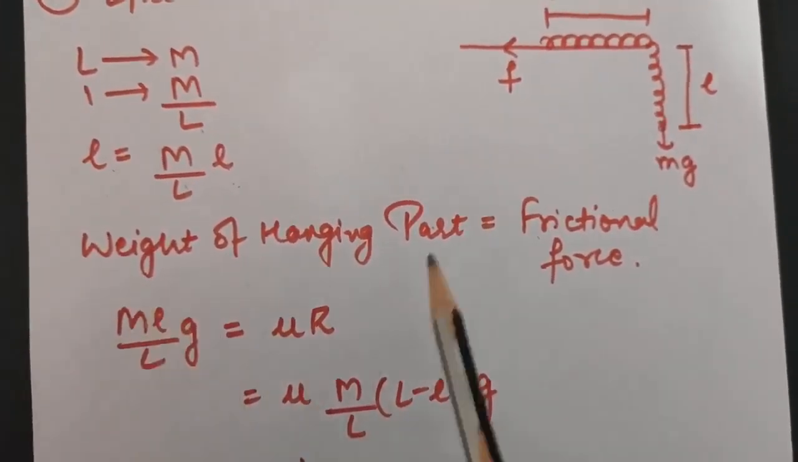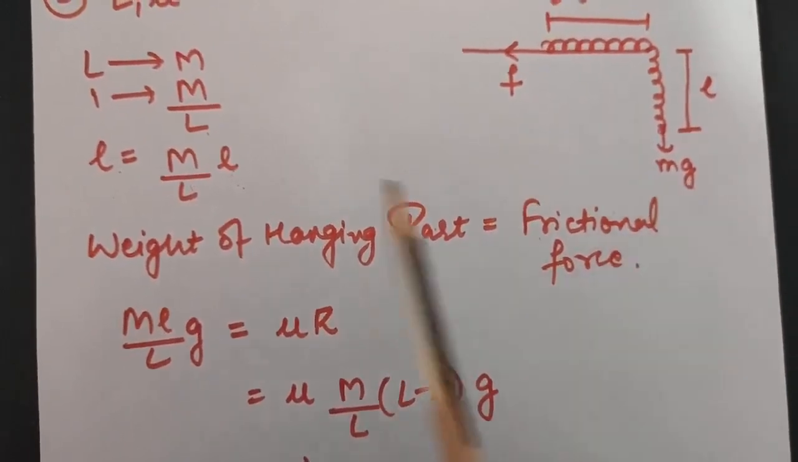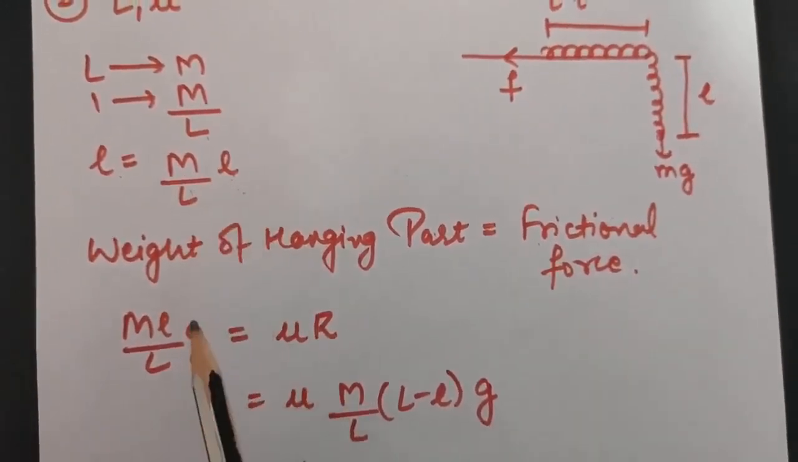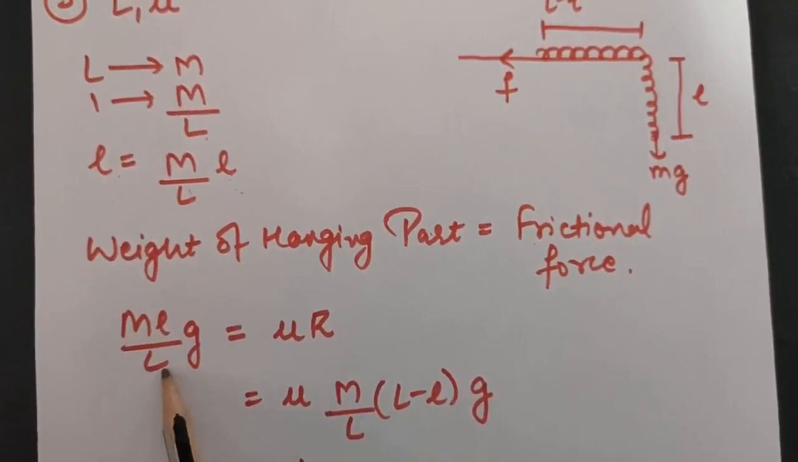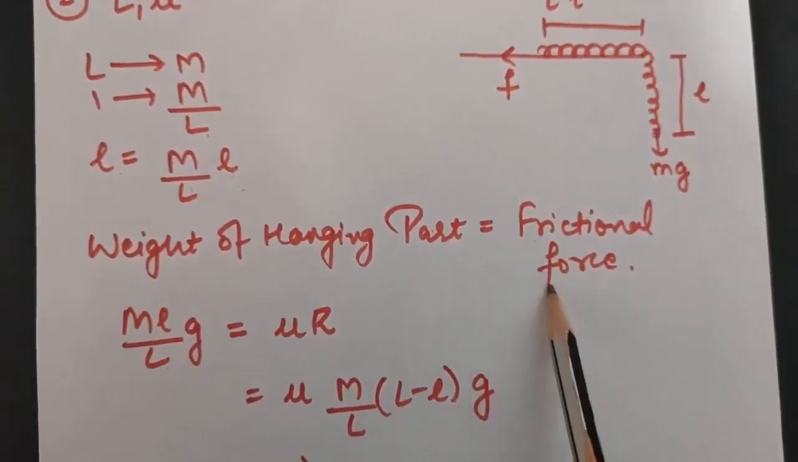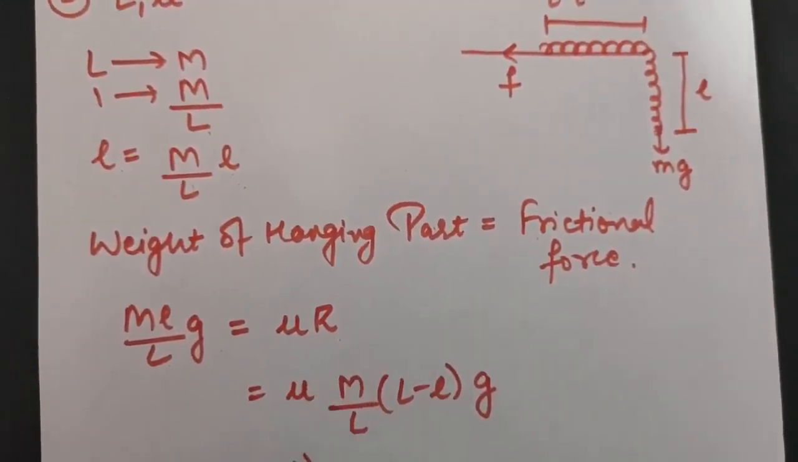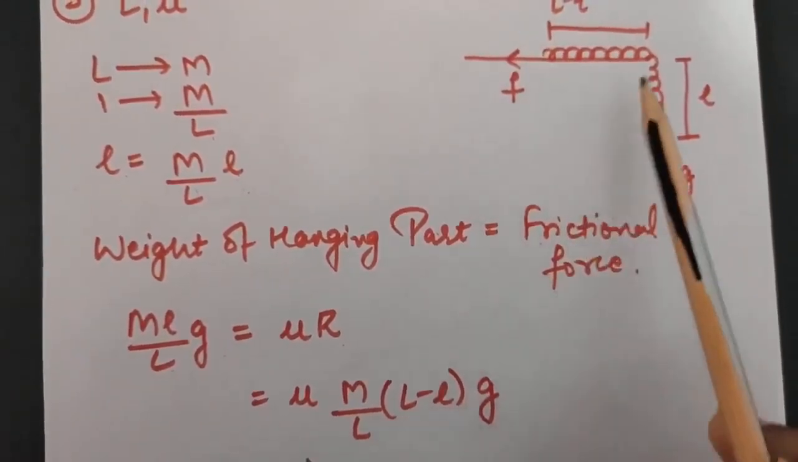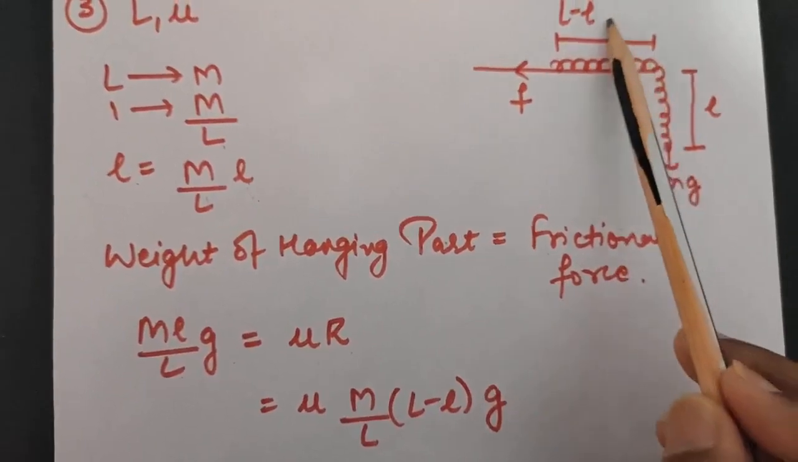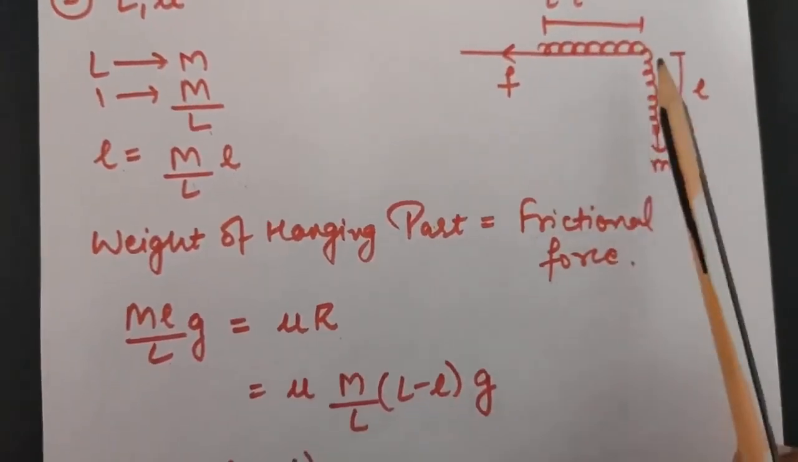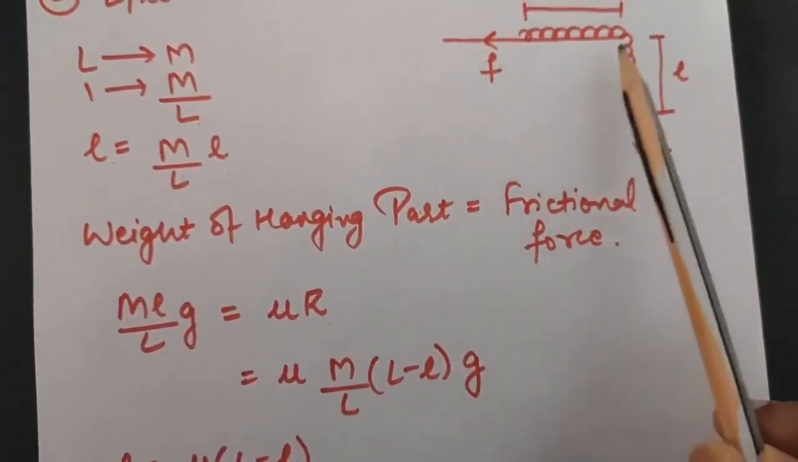So the weight of the hanging part is nothing but mg, and the mass is this much. So that means m will be (ml upon capital L) into g. And frictional force, as you know, is mu R. Now R is again mg, because for this, the weight will be downward and the reaction will be upward, so R will be mg. But now the mass will be taken of this part of the chain.